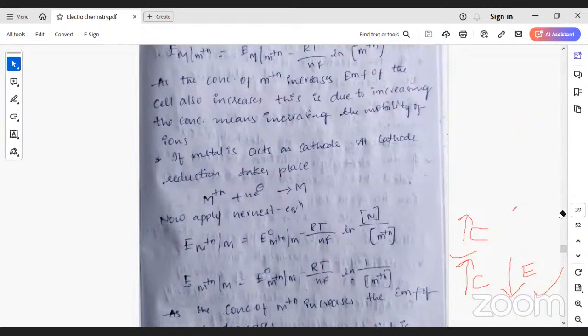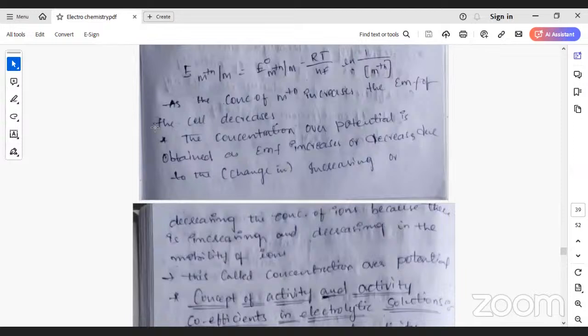Now, this is the concept of concentration over potential. Just go through the sentences. The concentration over potential is obtained as the EMF increases or decreases. Sometimes EMF is increasing, sometimes EMF is decreasing. This increasing or decreasing of the EMF is due to the change in concentration of the ions. As the concentration of the ions changes, their mobility also changes. So this is called concentration over potential.